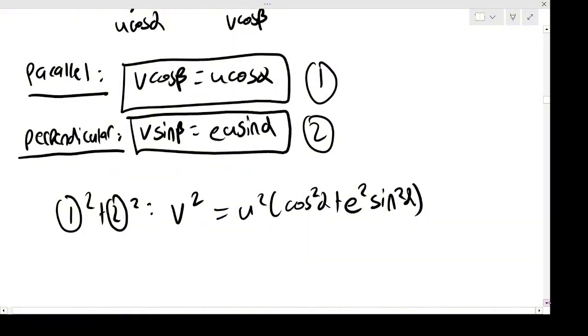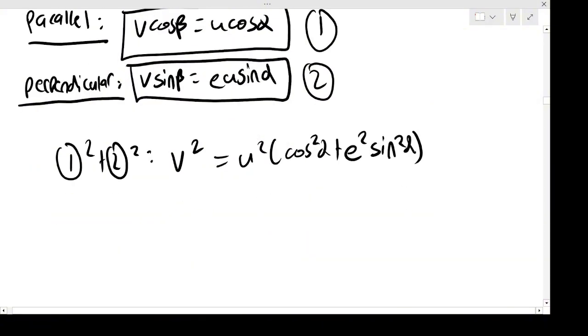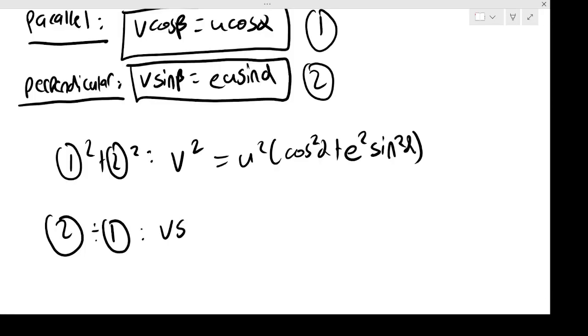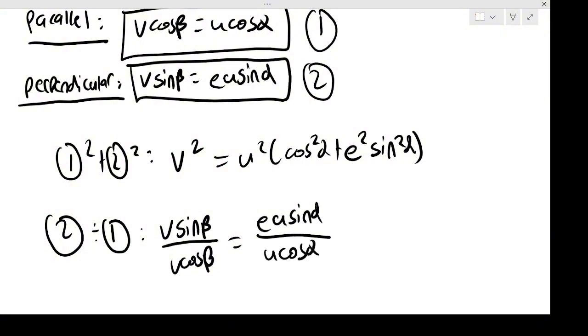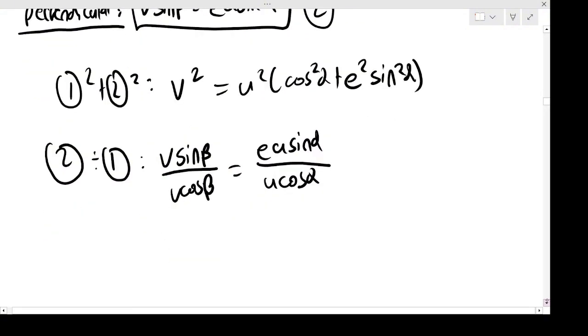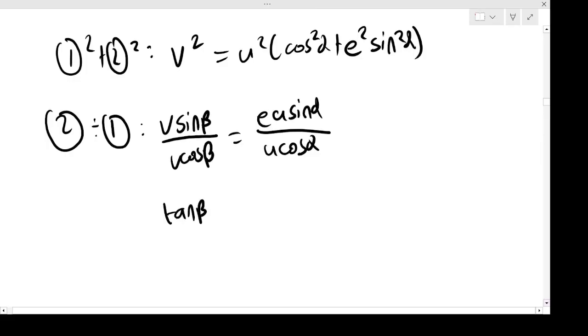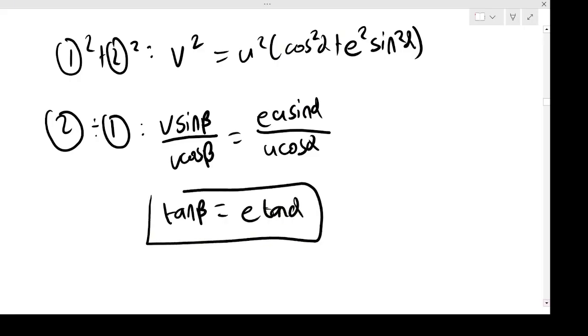So the only other thing I can do is divide them to get the angle. If I divide them, it's going to be v sine beta over v cos beta. That's going to be e u sine alpha over u cos alpha. Hopefully happy with that. And then that'll go to tan beta equals e tan alpha. And there we are. I can't do anything more with that.